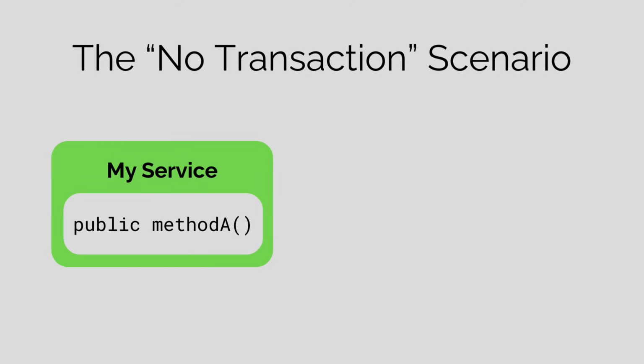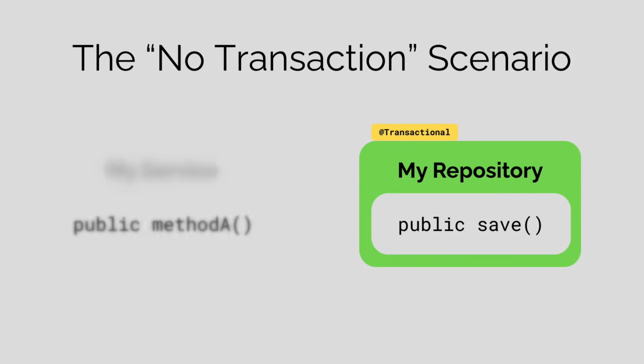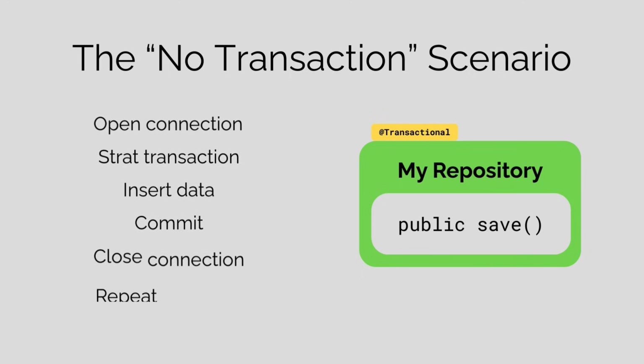The no transaction scenario: what if you do not use the transactional annotation? Spring Data's SimpleJpaRepository uses transactional on its own. Every call to save is a tiny transaction. If you call save 10 times in a loop without a transaction, it opens the connection, starts the transaction, inserts the data, commits, closes the connection, and repeats 10 times. This is a performance disaster. You are paying for connection management 10 times instead of once.